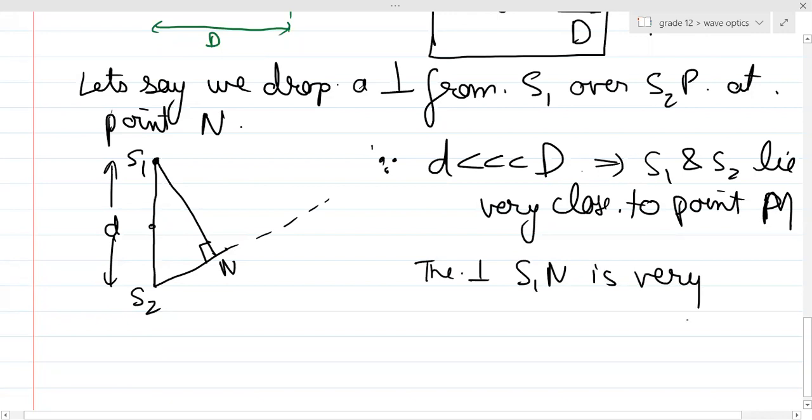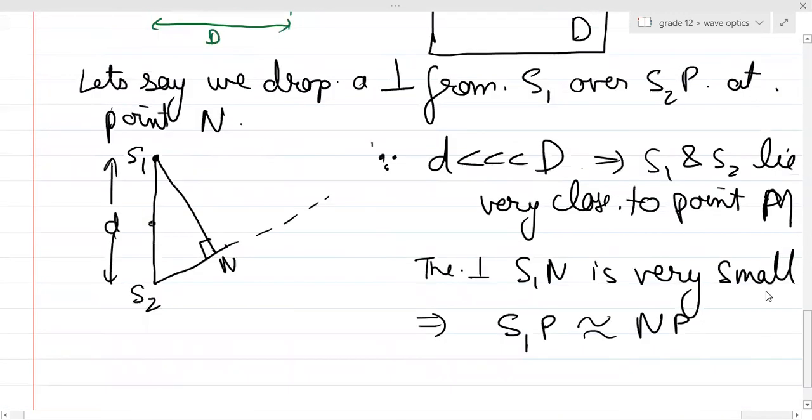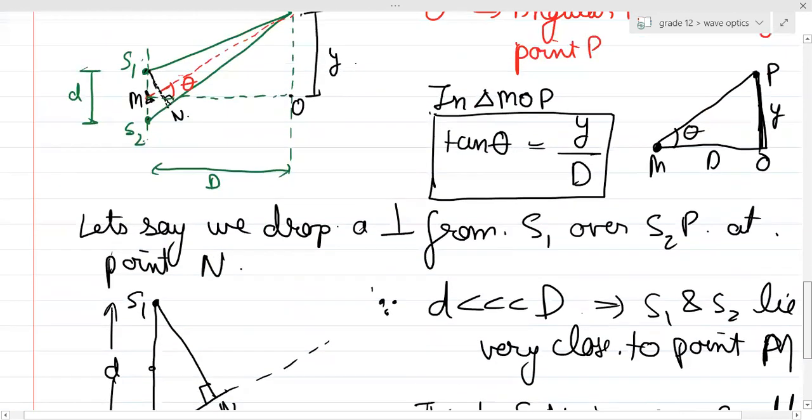S1N is very small. Guys, keep watching, it's an approximation. See, I know it's more of an approximation. So the perpendicular S1N is very small. That implies the distance from S1 to P and the distance from N to P can be taken as the same. So basically, I am assuming that these two points lie very close to each other. So the distance S1P or the distance NP will be almost the same, right? This triangle which is looking big will be very small. It will be like this. Are you getting my point, guys? So this triangle will be very small. Is that clear? So S1P is approximately equal to NP.